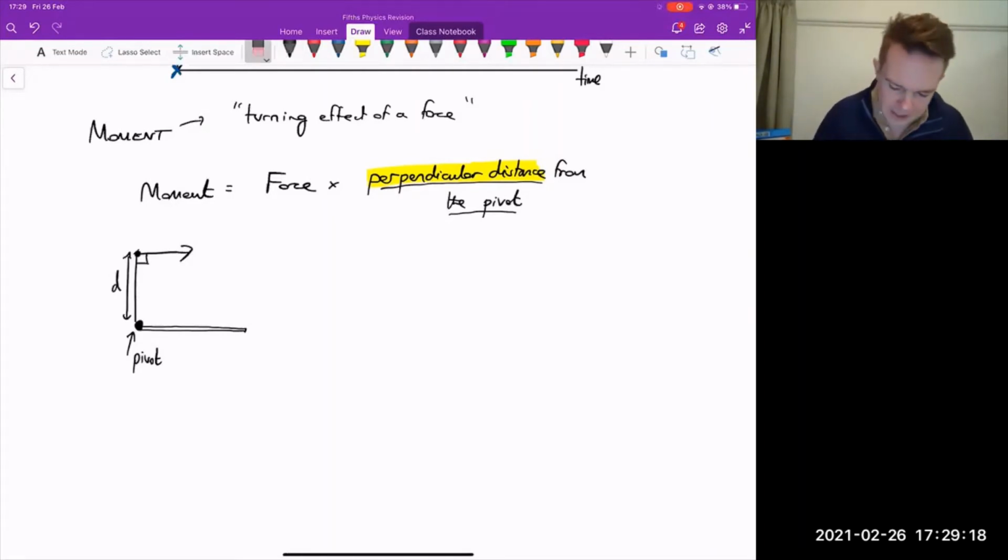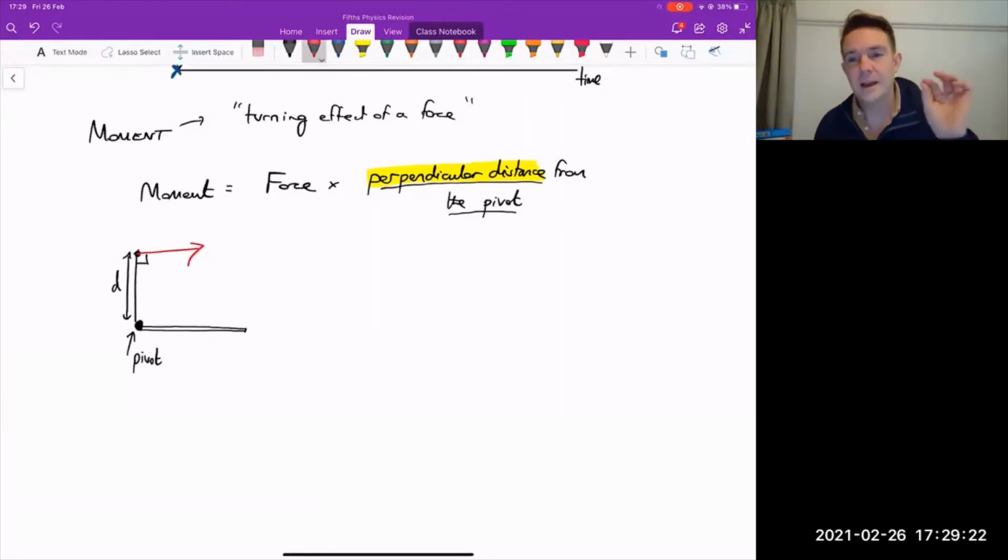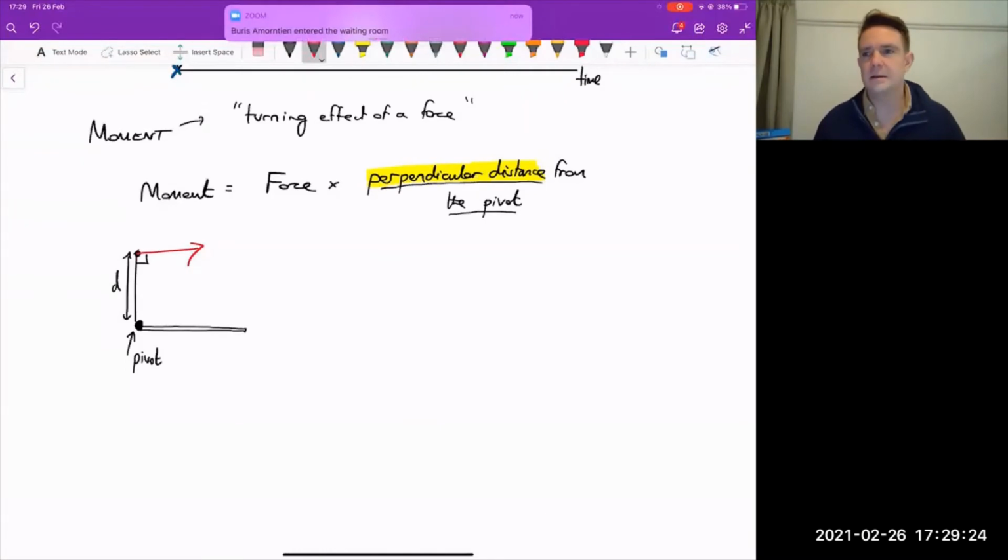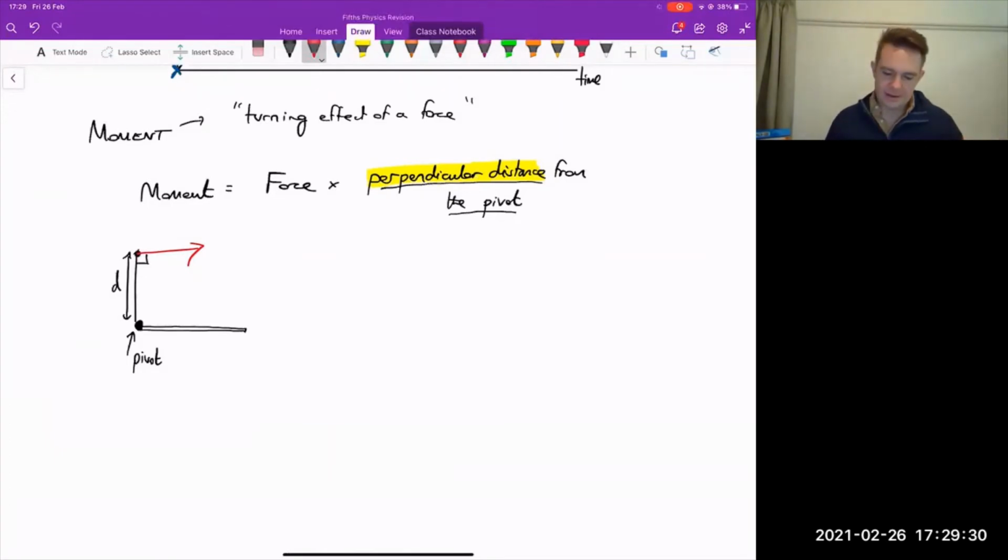Now, you'll be pleased to know that at IGCSE, almost always the force is in that direction, okay? So that makes things simple. You just do force times distance. Okay, so let's do a typical question, because it ticks two boxes, this one.